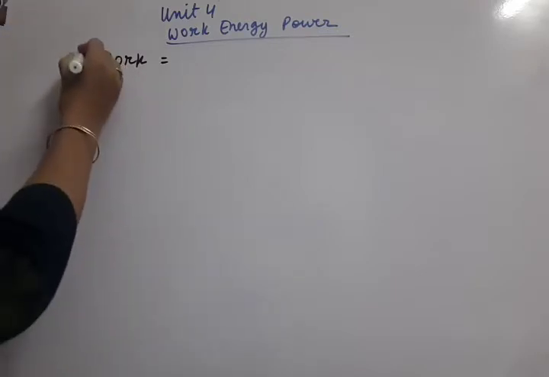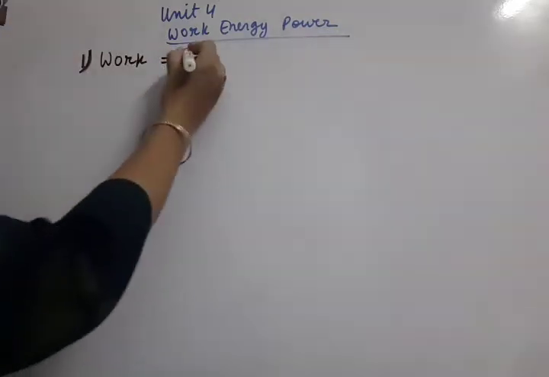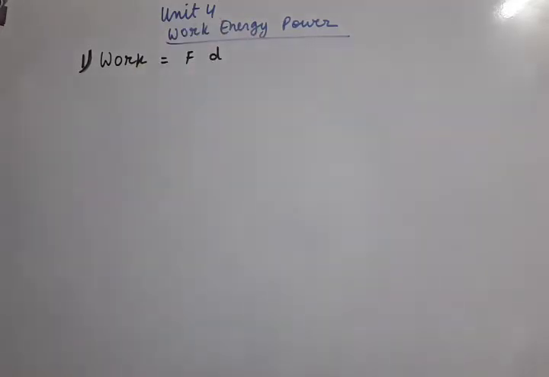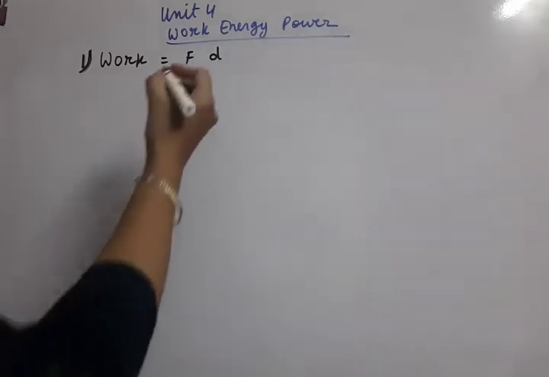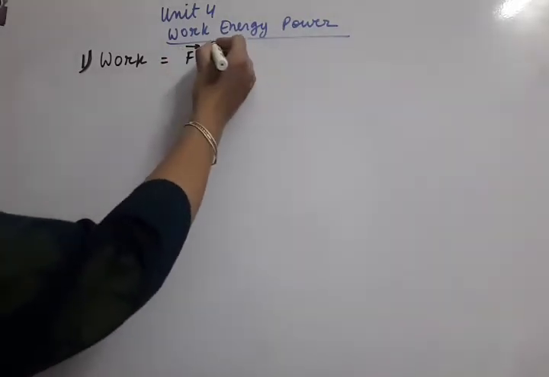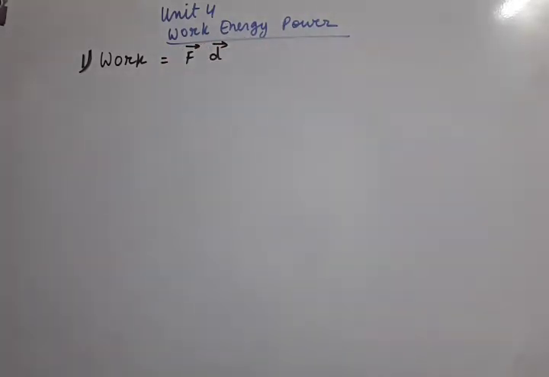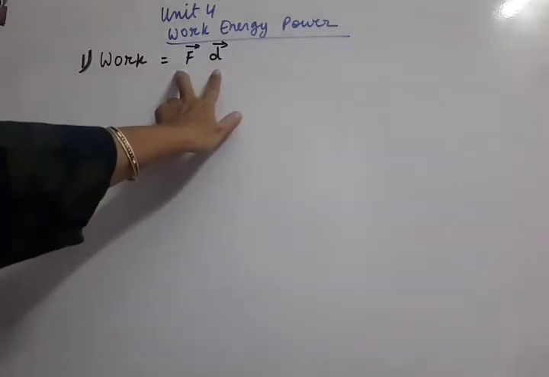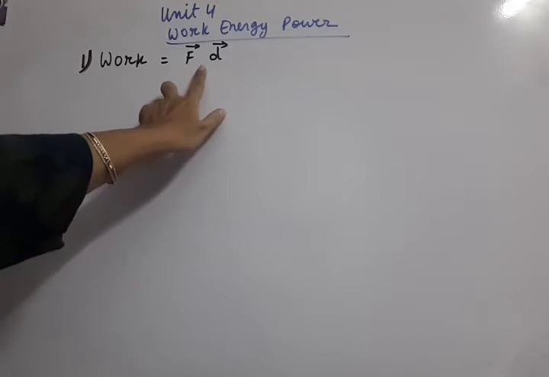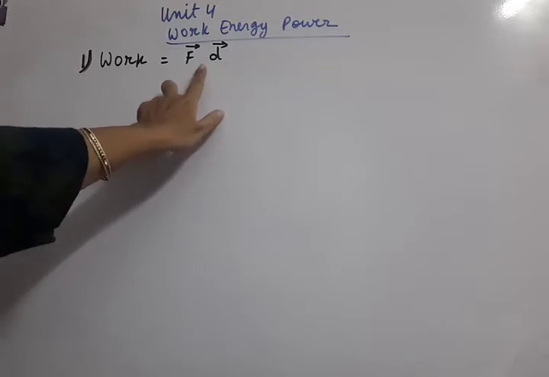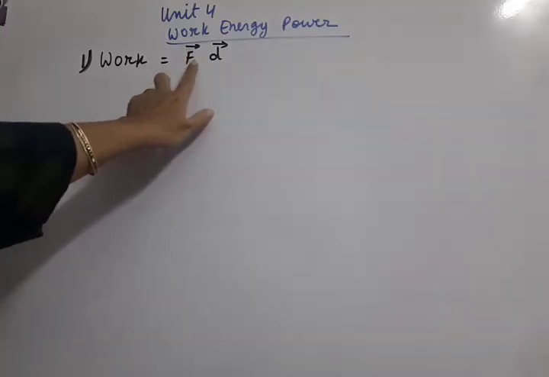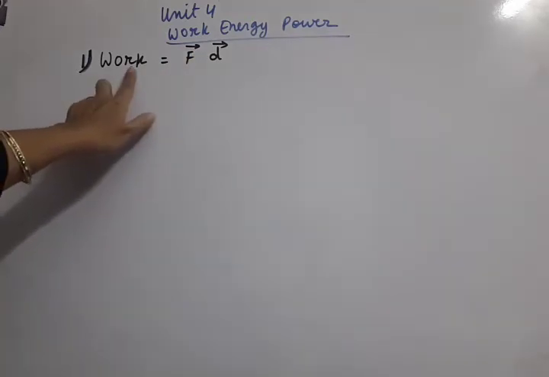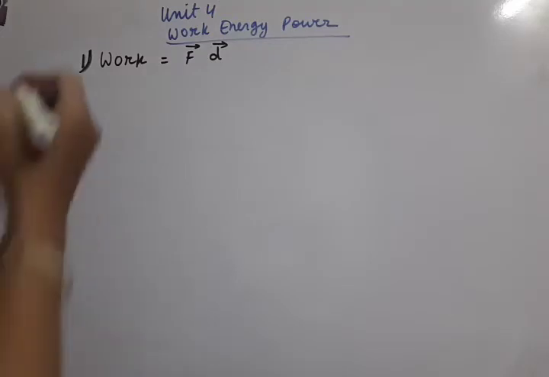As we have discussed in class 9th also, force into displacement is called the work. But now onwards we have to remember that force is a vector quantity, displacement is also a vector quantity. And whenever two vectors are to be multiplied, they can be multiplied either by a dot or by a cross product. So how will it be decided? That is decided by the resultant quantity. Since the resultant quantity is work, that is a scalar quantity.